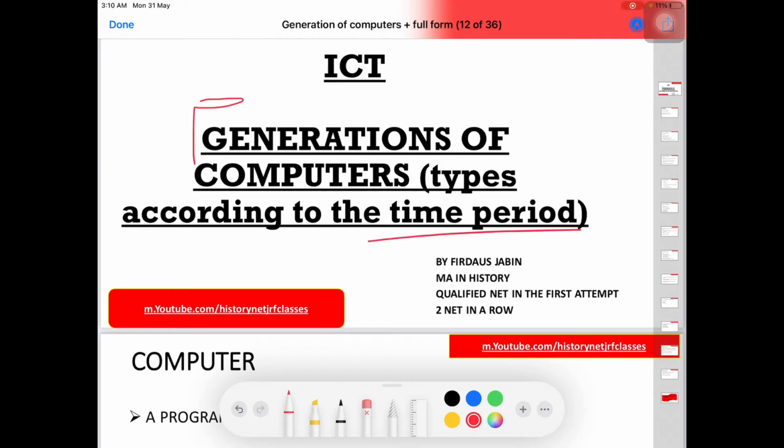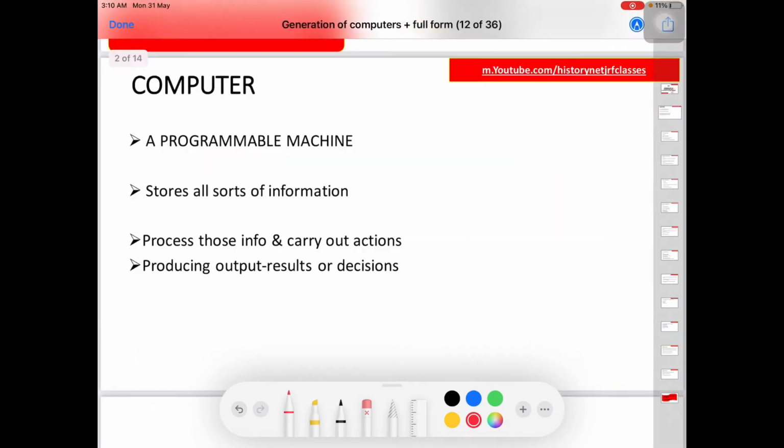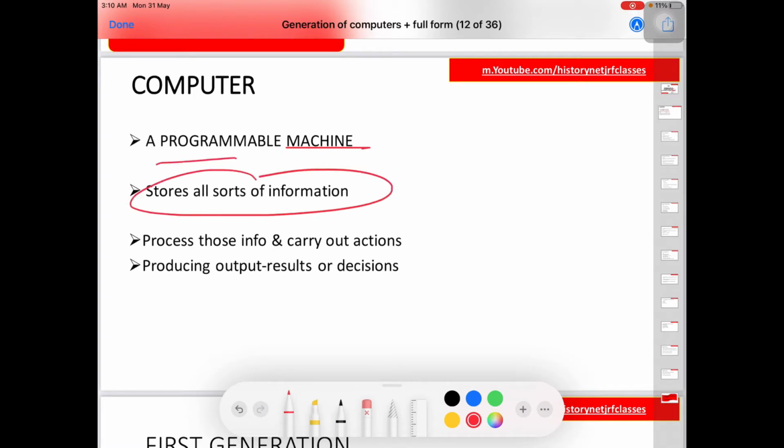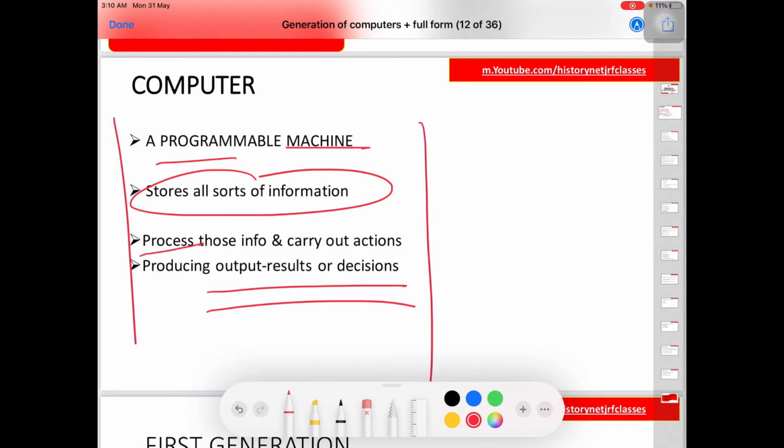Today we are going to discuss generations of computers on the basis of time period: how computers have been categorized according to their timeline and what their features are. So the first question is, what is a computer? A computer is a machine that can be programmed. You can store all sorts of information in it, and then the computer will process it according to your command and give output or the desired result. So this is a brief about computers.